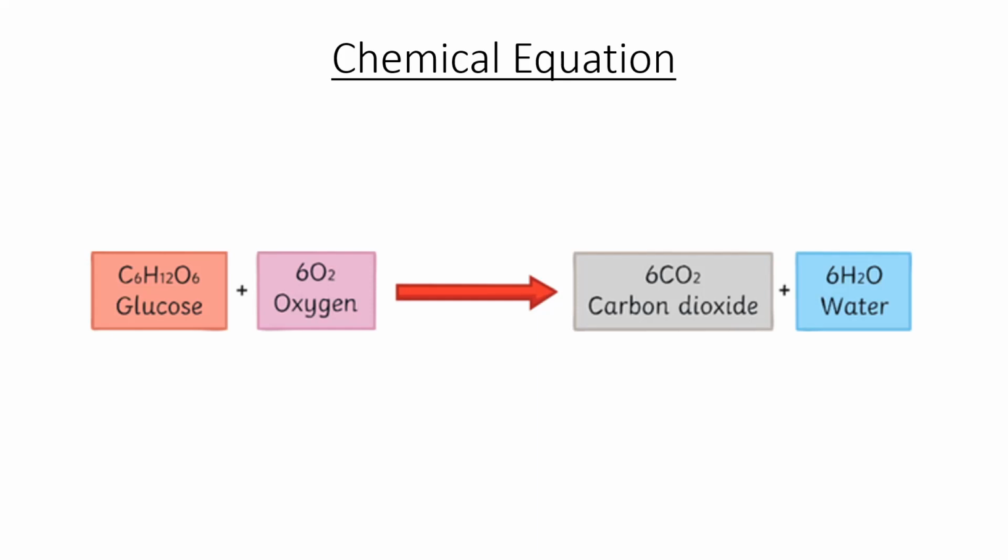All right, so let's have a look at the chemical equation here. We've got glucose from the food that we eat plus oxygen leads to carbon dioxide and water. Also, it's an exothermic reaction, so it produces energy, and we use that energy to survive. So this is the basic gist of respiration. I hope that has helped you to understand it a little bit better.